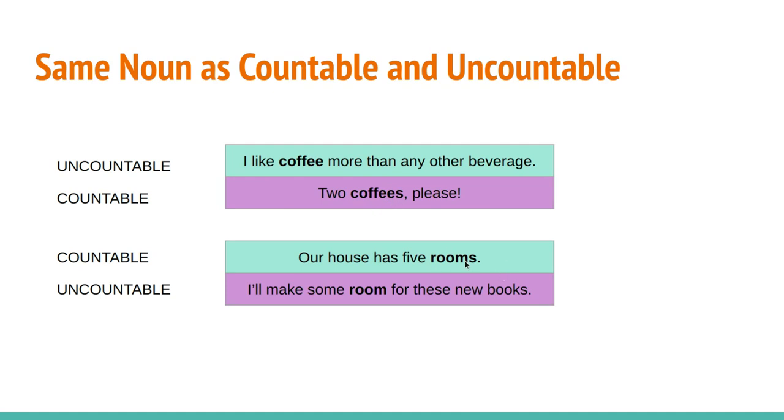Then our house has 5 rooms. That's referring to all the different places in your house. Okay, and I made some room for these new books. Evidently, you're talking about not the places in your house, but to have a whole room devoted to books. That would be like too much. But this is referring to the space. All right.